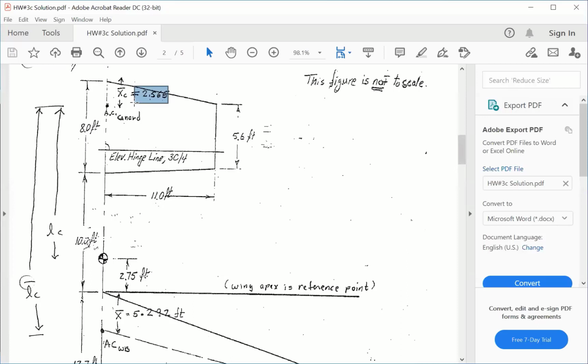For part B, is that kind of just a statement rather than an assumption? Where I say the wing lift curve slope was calculated in homework number 1 as that value. Yeah, it sounds like a statement, doesn't it? That's all it is. I'm just giving you that number.